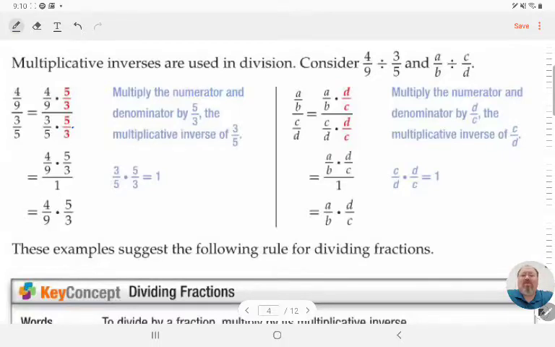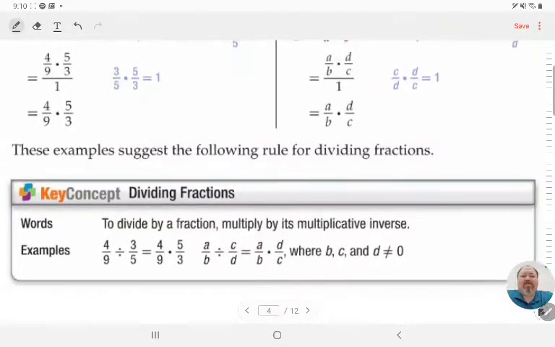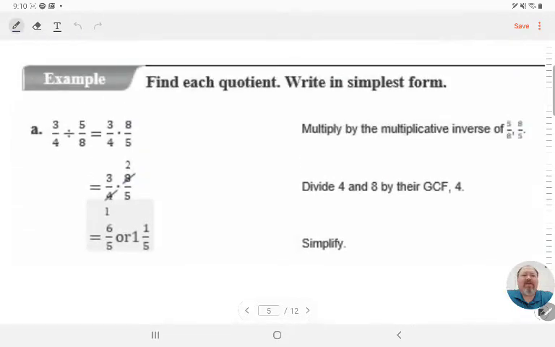So in essence, what we're doing when you have two rational numbers or two fractions that you are dividing, instead of dividing, you multiply by the reciprocal. Okay? So let's look at an example. We have 3/4 divided by 5/8. So we change the division sign to multiplication, and we change the 5/8 to its reciprocal or multiplicative inverse, and that would become 8 over 5. So now we are multiplying 3/4 times 8 over 5.